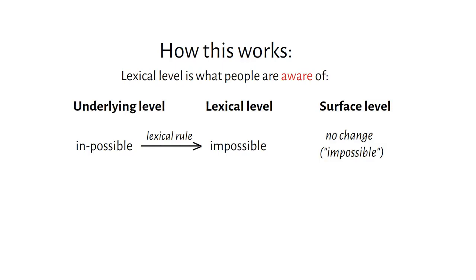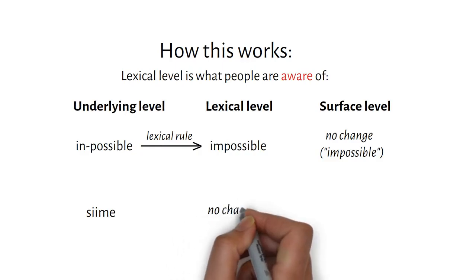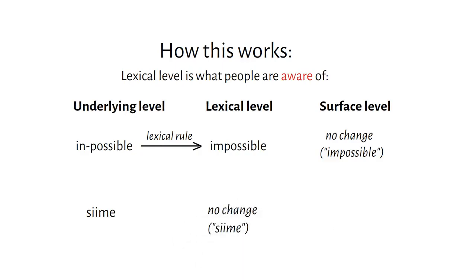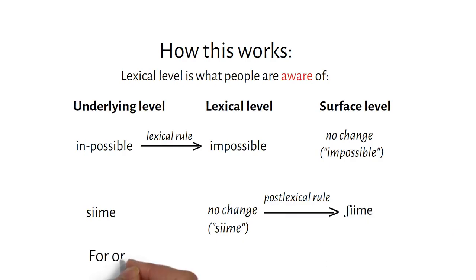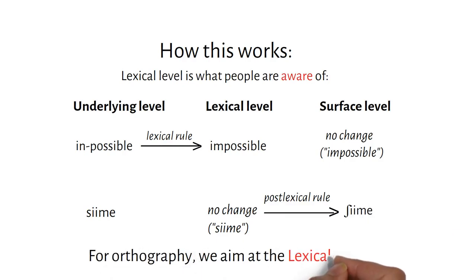For shime, it works differently. We start with shime in the underlying level, and there's no lexical rule, so there's no change at the lexical level. But there is a post-lexical rule, and that gives the surface level. For orthography, we aim at the lexical level. So we would write impossible with M and shime with S.